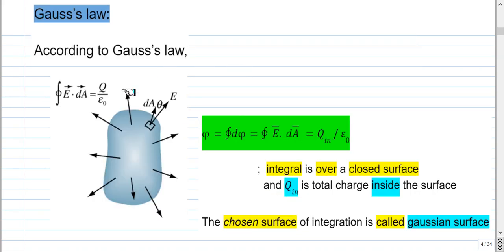According to Gauss law, the electric flux coming out of a closed surface is equal to the charge which is present inside divided by the permittivity of free space. The total electric flux coming out of the closed surface, the integral E dot dA, is Q in by epsilon naught. The integral is over a closed surface and Q in is the total charge present inside the surface. The chosen surface of integration is an imaginary surface and it is called the Gaussian surface.